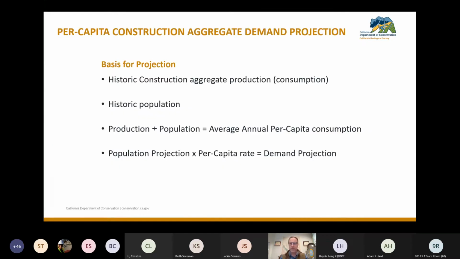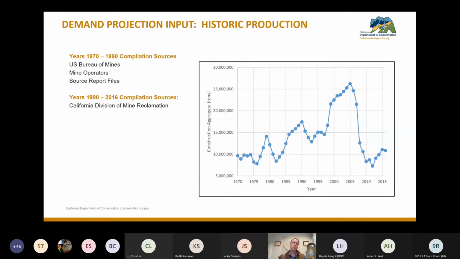I know my time is winding down, so the last bit of my presentation is the projection that we do. Typically we have done a per capita projection where we look at historic production and then we look at population. So we're dividing production by population, and that gives us an average annual per capita consumption. Then we multiply the population projection by that per capita rate, and that gets us our demand. An example of where that doesn't work is the Bay Area, like Monterey, for example. There's too much exporting going on. It really only works when production and consumption are in the same area.